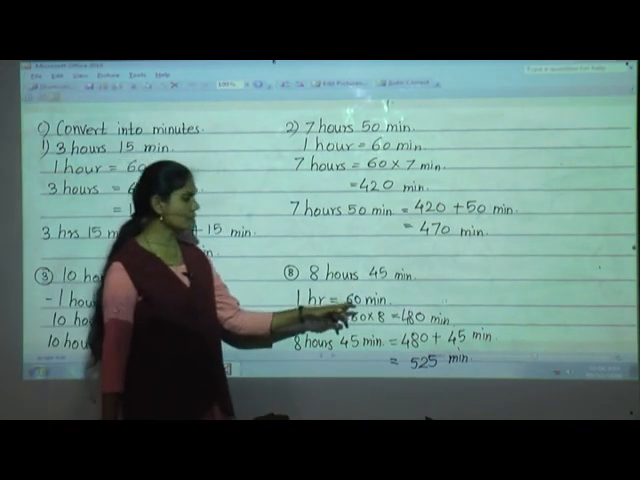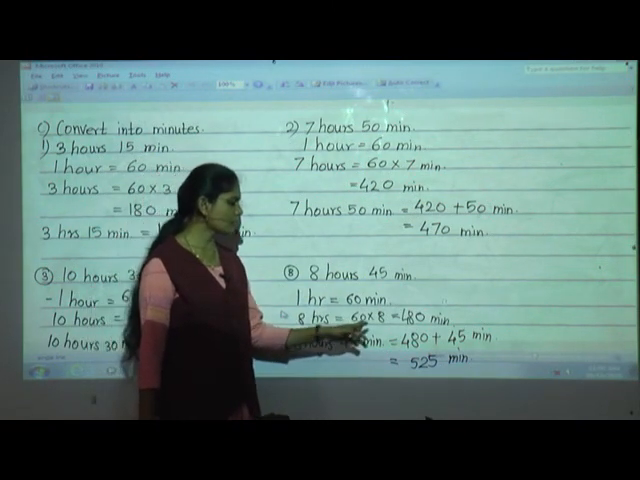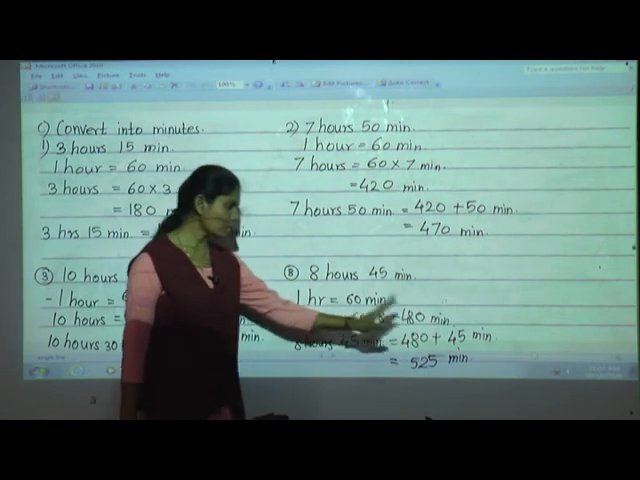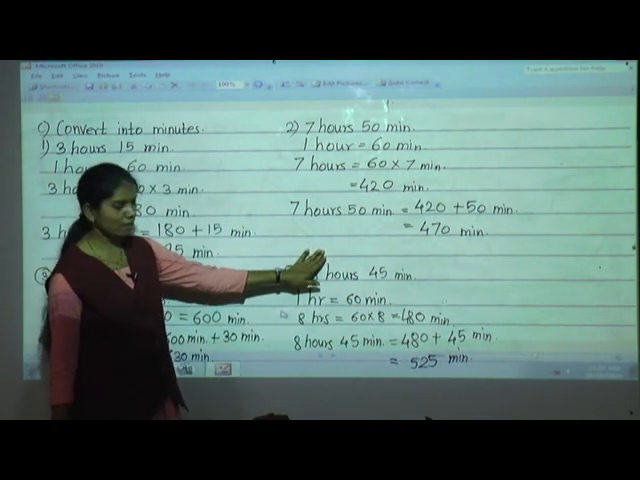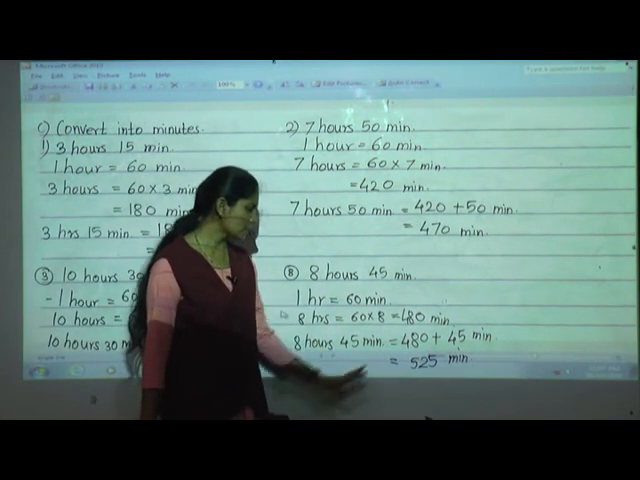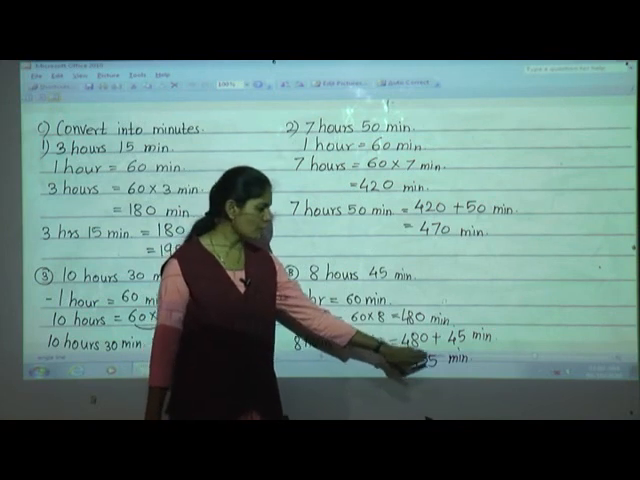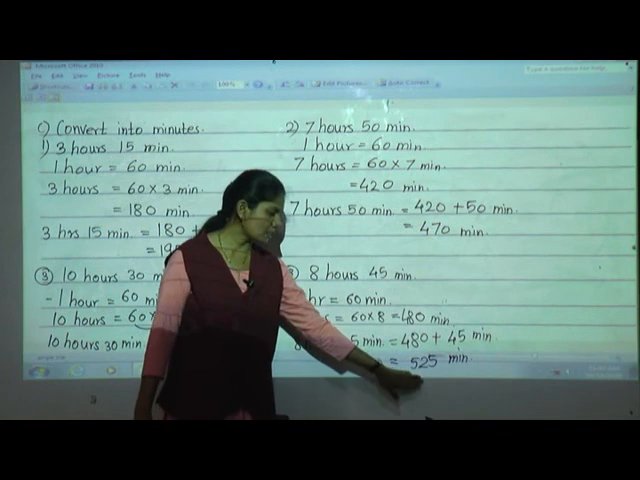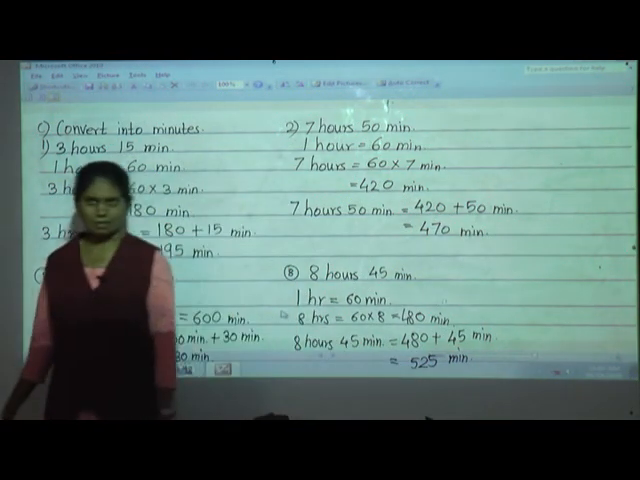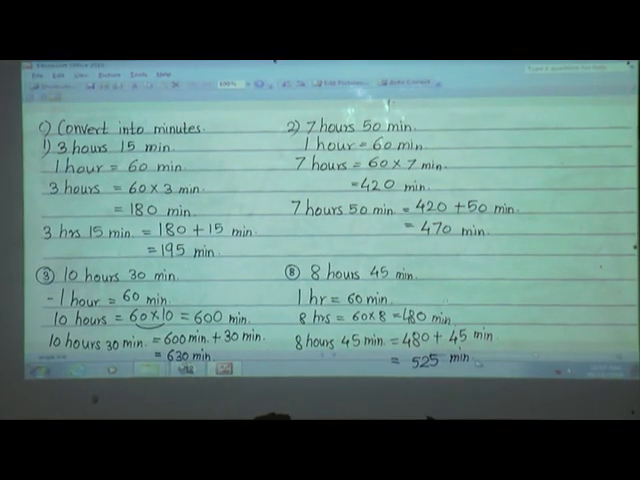See here, first we have to convert this hours into minutes. So here 1 hour is equal to 60 minutes. Here we have 8 hours. So 8 hours is equal to 60 into 8, that is 480 minutes. Okay. Now we'll write whatever question is given, that is 8 hours 45 minutes. Now 8 hours is equal to how many minutes we got? 480 minutes. So 480 plus 45 minutes. After addition here the answer is 525 minutes. Okay, understood? How to solve this example?